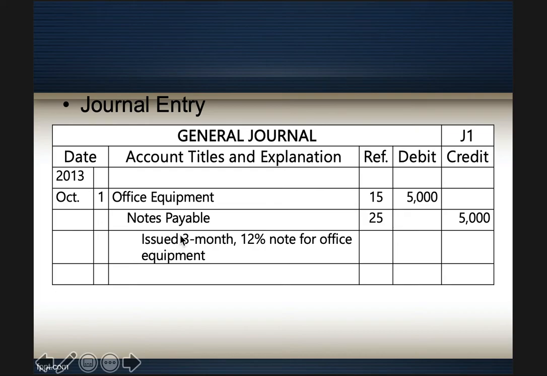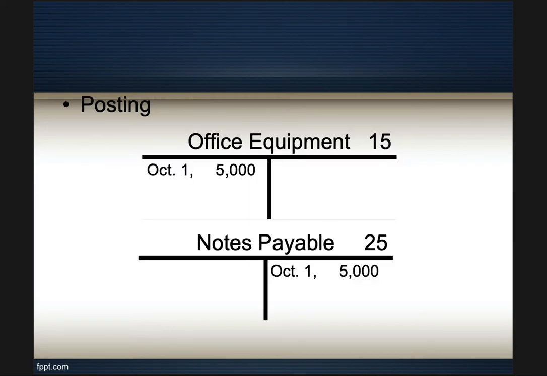Then on the next row, you have to write the explanation with indentation once again. So there should be a T account for office equipment and notes payable, right? This is how we view the T account before we'll go to the ledger. So our office equipment has an account number of 15, and you have a debit entry here on October 1 for this equipment, 5,000. And for notes payable, you have an account number of 25 and a credit entry of 5,000.